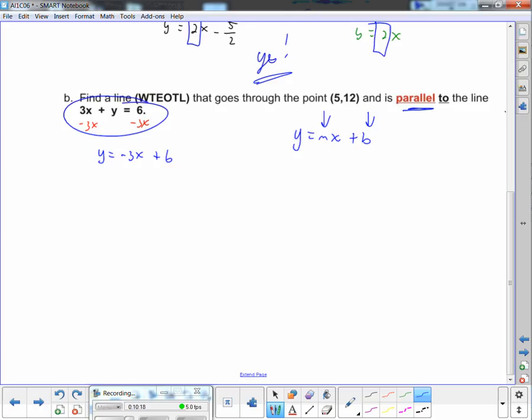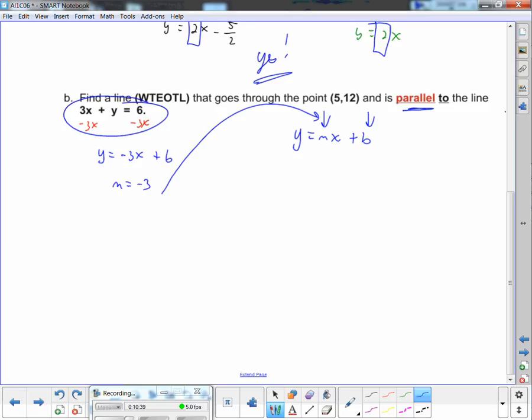Therefore, what is the slope of our new line? Say it if you know it. Negative 3. No x. The x isn't part of the slope. The multiplier of the x is the slope. If that line has a slope of negative 3, our line has a slope of negative 3. All right, we just found half of the equation.